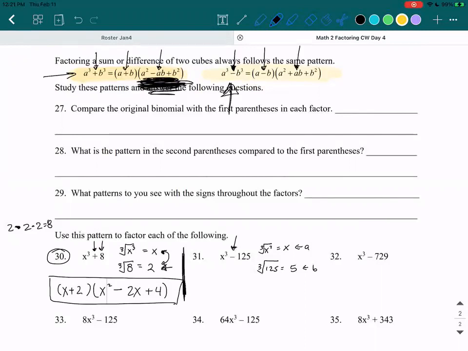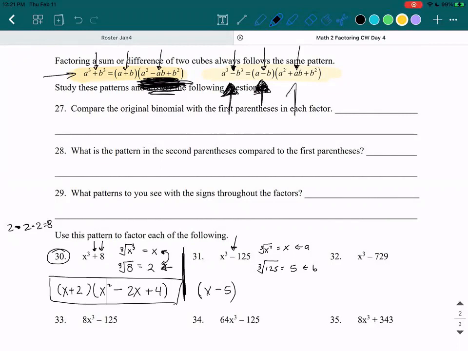So we are following this second formula over here. I just draw arrows because I can't point. So we have a minus b because it was an a cubed minus b cubed, right? So we have to use the same sign over here, a minus b. X minus 5, because our x was a and our b is 5.